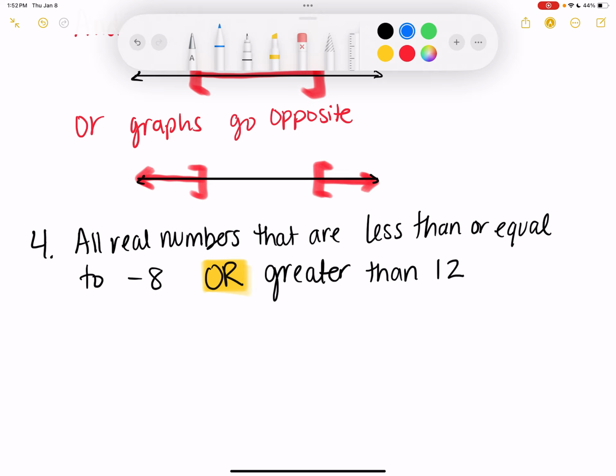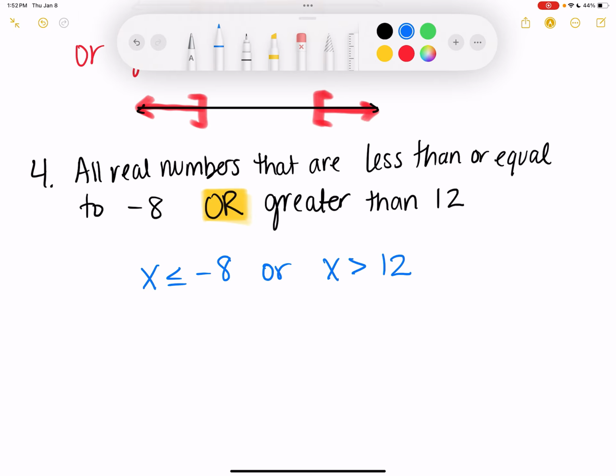All right, so all real numbers that are less than or equal to -8 or are greater than 12. So this is going to actually have the word or in it. The and ones don't have the word and. It's just one giant inequality. But this one would be x less than or equal to -8 or x greater than 12. Now obviously eventually we'll be solving these, but this is just the first step. And they want us to graph this. I'm going to count by 4s just because it's big numbers.